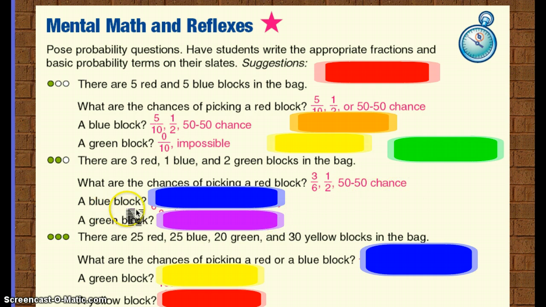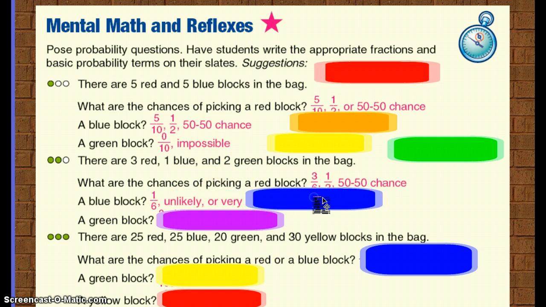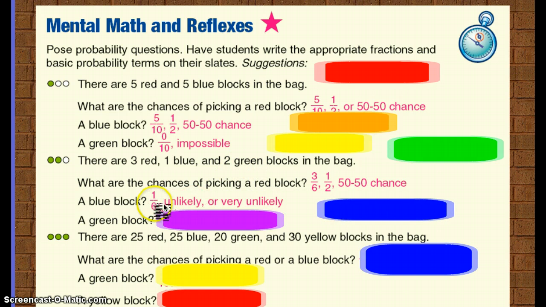How about that blue block? Well, there's only 1, and we still only have 3 red, 1 blue, and 2 green total, so it's going to be 1 out of 6. That's very unlikely that we will choose that blue block, because every time we stick our hand in, out of 6 times, we really only had a chance of getting it 1, because there was only the 1 blue block.